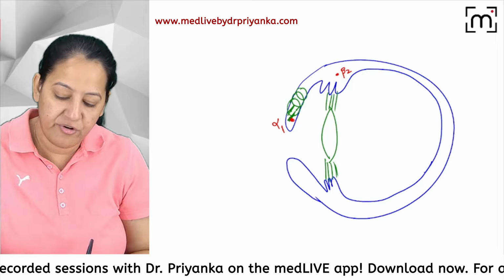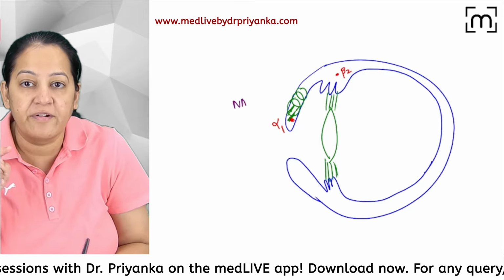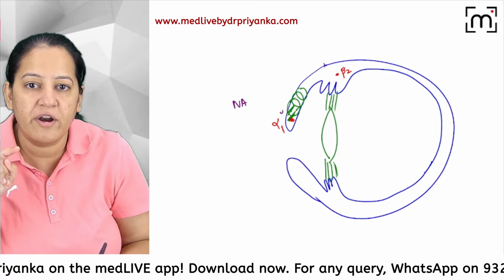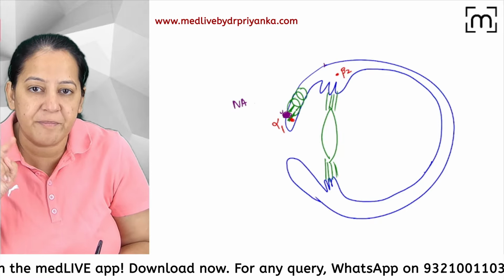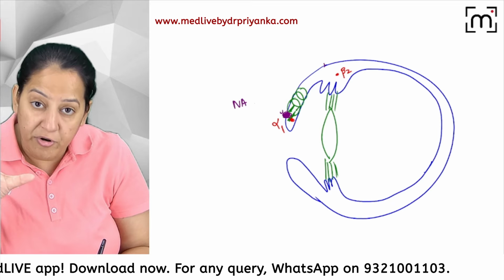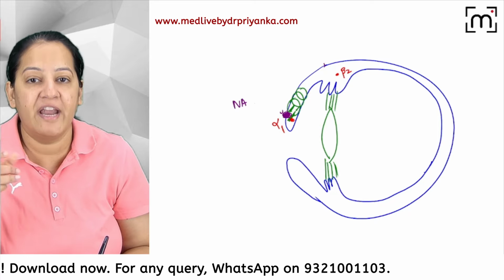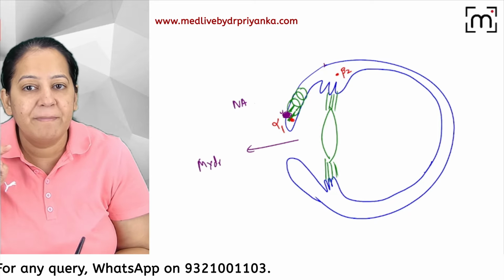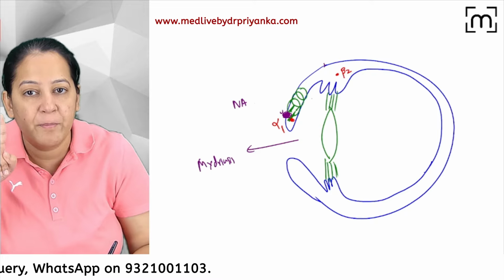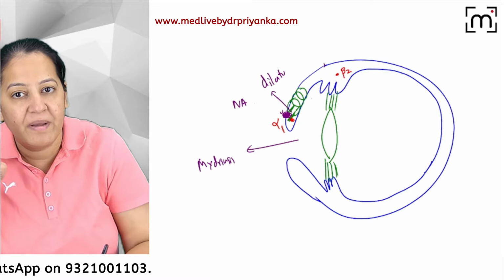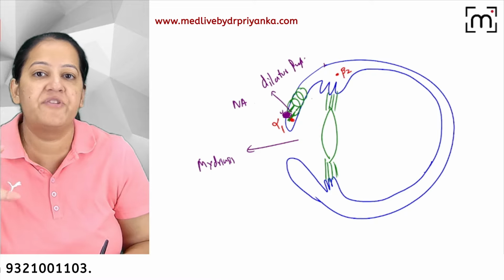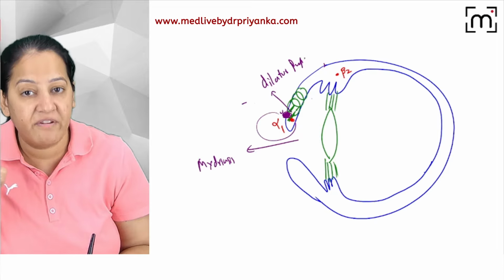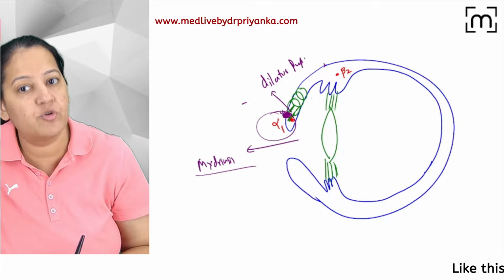So when noradrenaline is coming, what is happening? This is noradrenaline. It's coming. So it will bind here with the alpha also, with the beta also. When noradrenaline binds with the alpha 1 receptor present in the iris, it will lead to contraction of the dilator pupillae and it will increase the size of the pupil, and that will lead to mydriasis. So via the alpha 1 receptor present on the iris, it is leading to mydriasis.